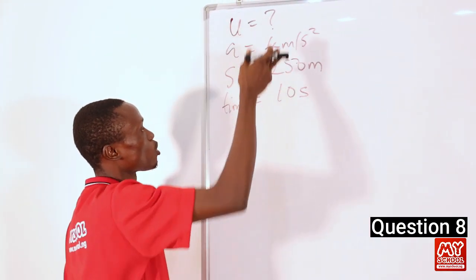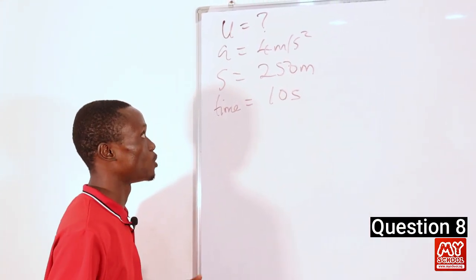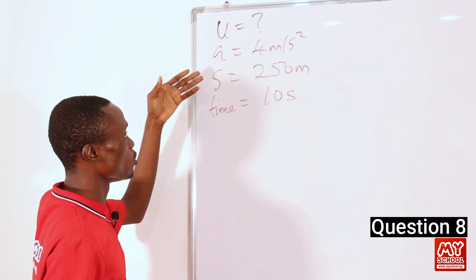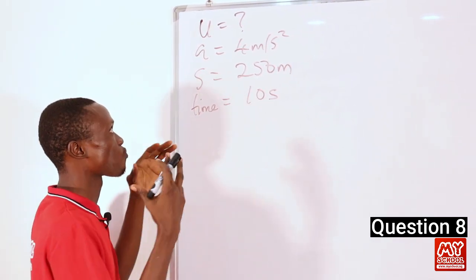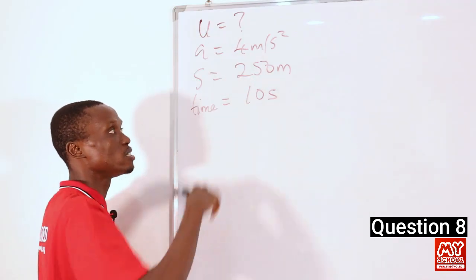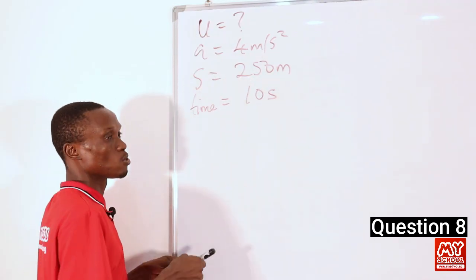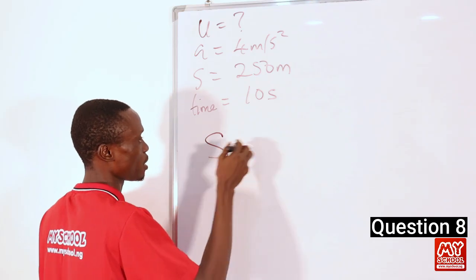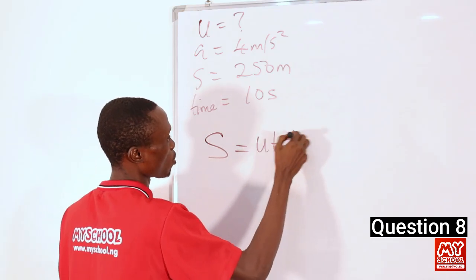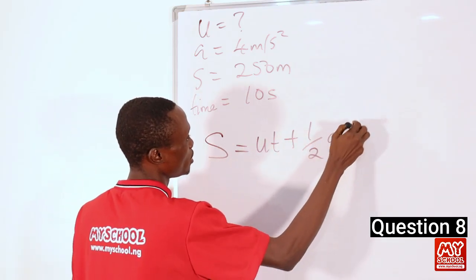Here we don't know the initial velocity of the lorry, but we know the acceleration, the distance, and the time. So to solve such a question, we first have to calculate the initial velocity using the second equation of motion, which is s equals ut plus 1 over 2 at squared.